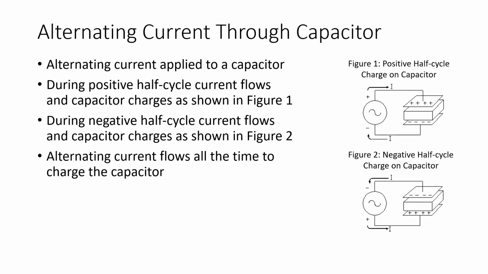During the negative half cycle, the polarity of the voltage source changes to negative to positive as shown, and current will flow in the opposite direction to charge the capacitor as shown, with negative on the top plate and positive on the bottom plate. So with an alternating current source applied to the capacitor, current will flow all the time to charge the capacitor, either positive to negative or negative to positive as shown.